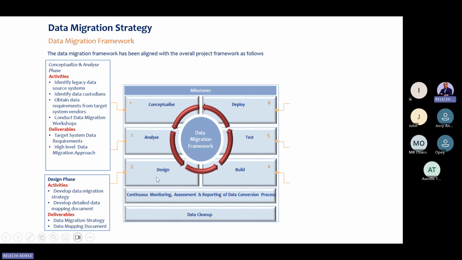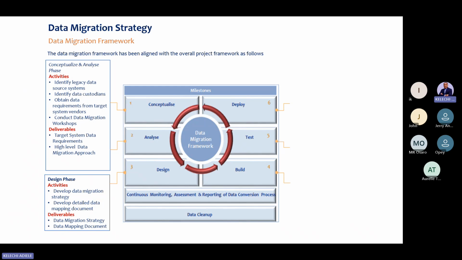The next approach is to design. So when you look at the design phase, the activity in this phase is to develop a data migration strategy. So part of the job that the data team is going to be doing for us is to come up with a data migration strategy, which will let the business know that this is our strategy and we want you to support us in getting the data we need.